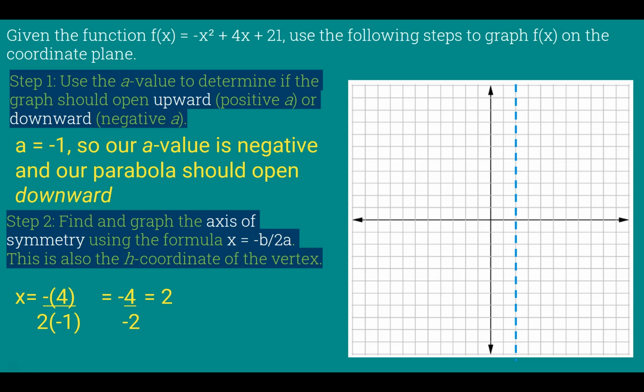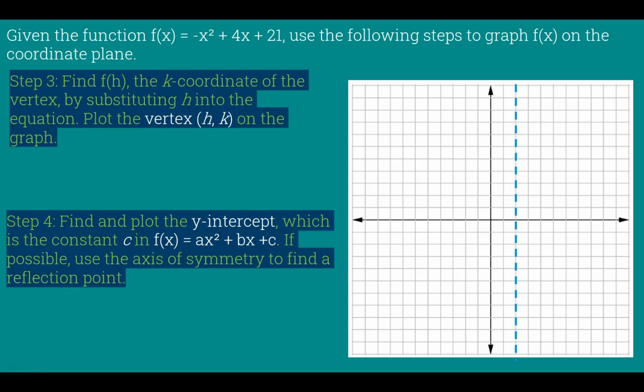It's also my H for the vertex. So if I know the H, how do I use that to get my K? We're going to plug it in. So part 3, it's up here if you need it. I have everything up on the board also. Step 2 is your opposite B over 2A. Step 3, finding our K value, we're going to plug it in. So we have negative X squared plus 4X plus 21 this time. So it's going to be negative 2 squared plus 4 times 2 plus 21.